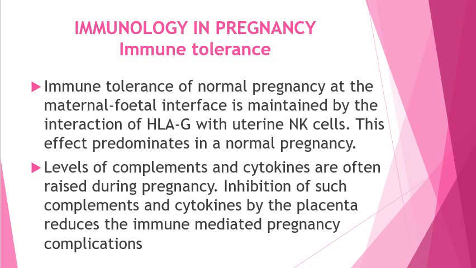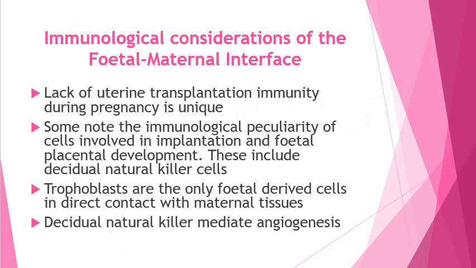In the absence of a direct antigenic stimulus, such as infection, fetal plasma immunoglobulins consist almost totally of transferred maternal immunoglobulin, that is IgG. The antibodies in the newborn mostly reflect the maternal immunologic response. The lack of uterine transplantation immunity during pregnancy is unique. Some note the immunological peculiarity of the cells involved in implantation and fetal placental development. These include decidual natural killer cells.